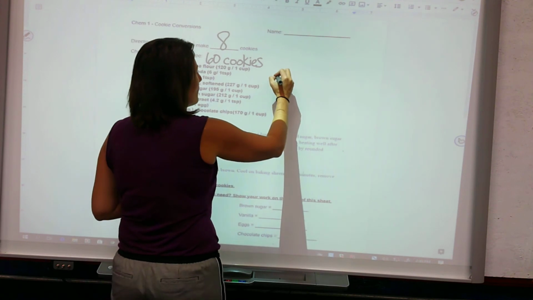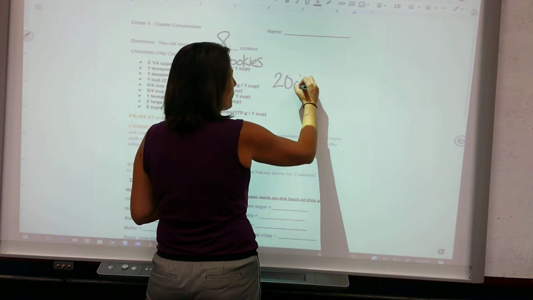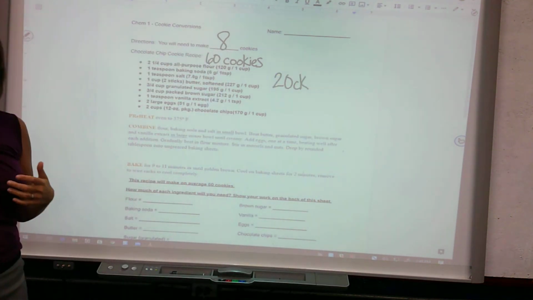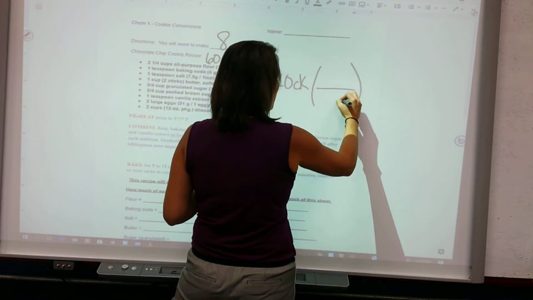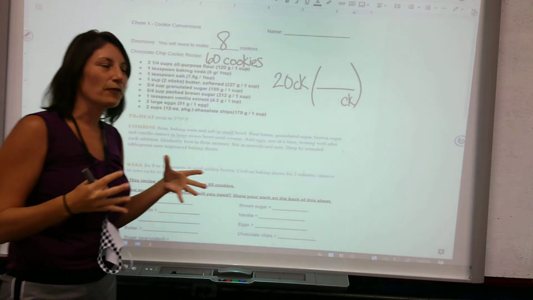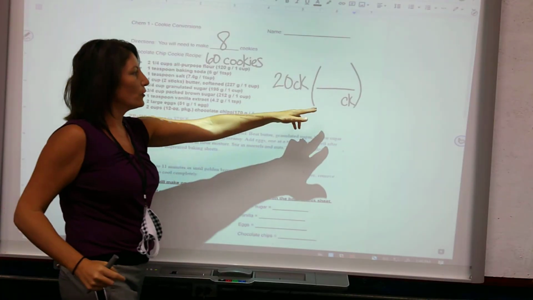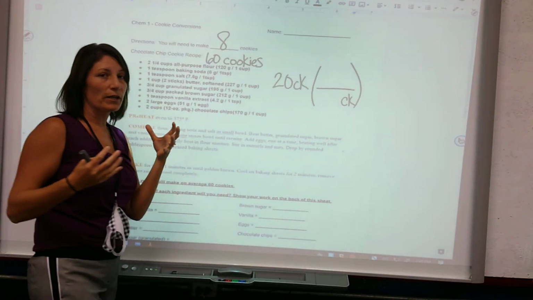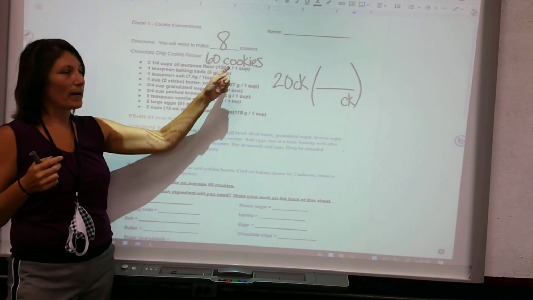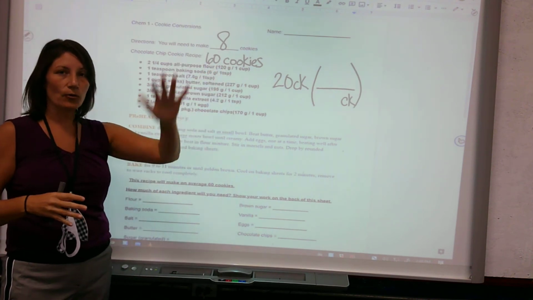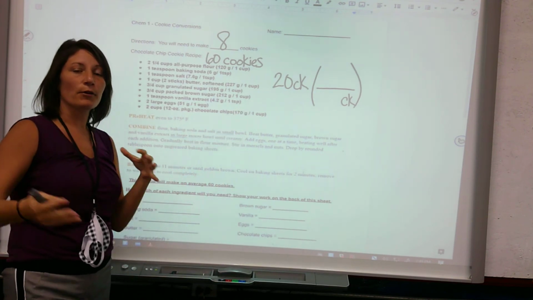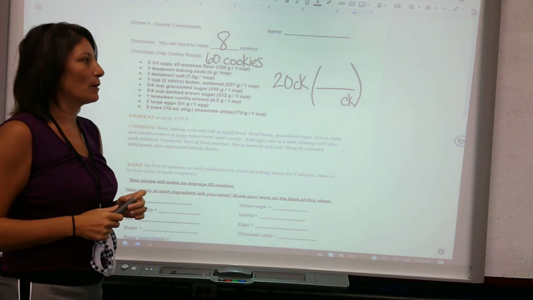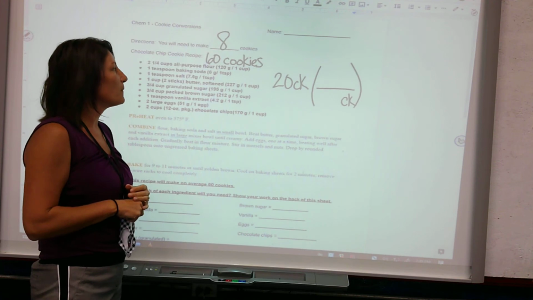You would say, okay, you always start off with what you're given, and that's what you were given. Then you're going to do your parentheses, and I'm going to put CK, I'm using CK for cookies. I'm going to put cookies on bottom because that's what I want to get rid of. I want to be left in grams. That's what we're trying to do through this whole thing. All of our measurements need to be in grams because in previous years, that's all we could measure, and I wouldn't let them have any measuring cups.